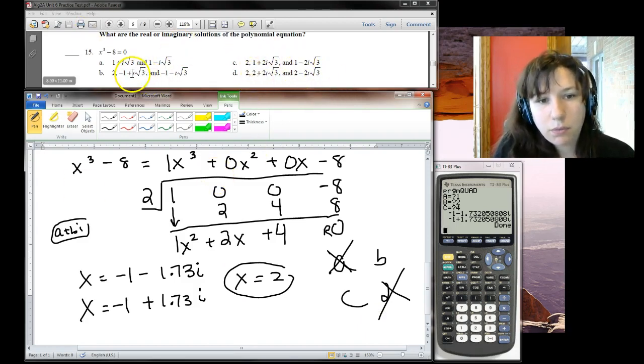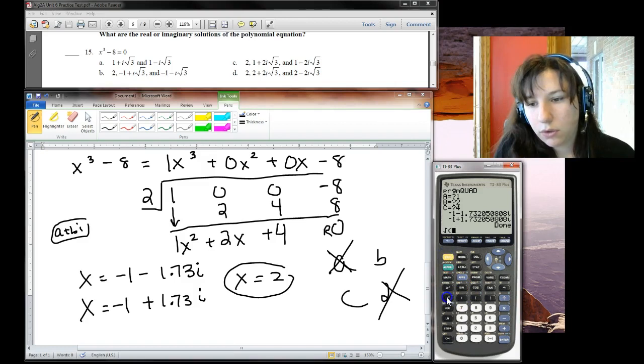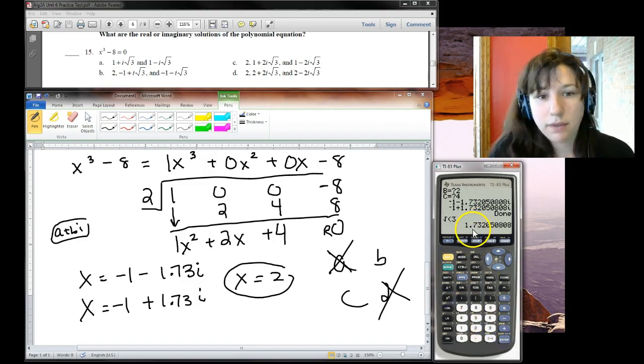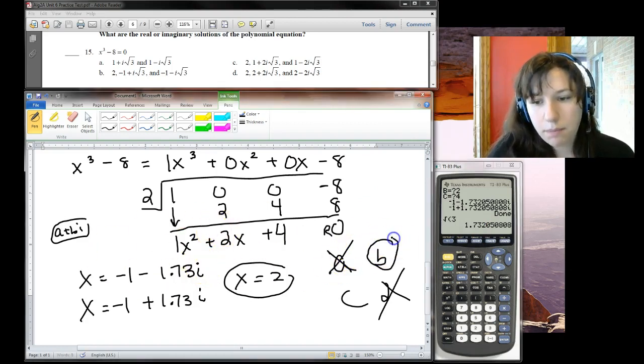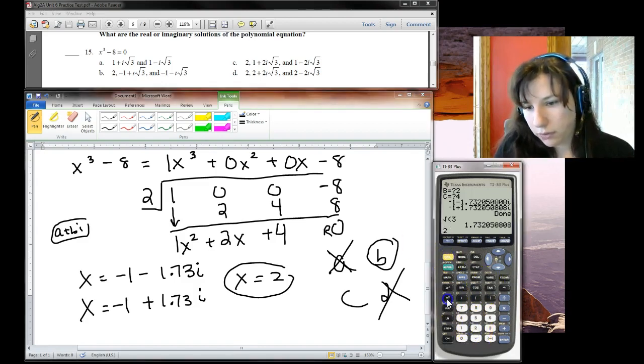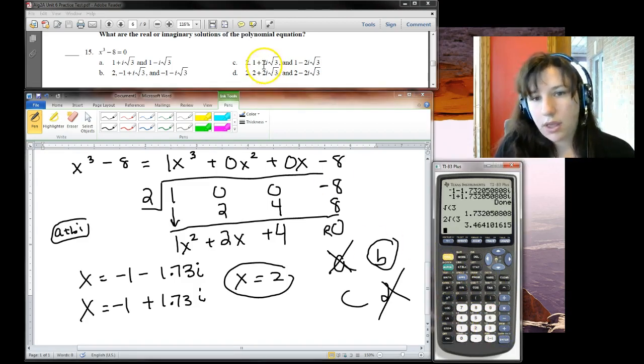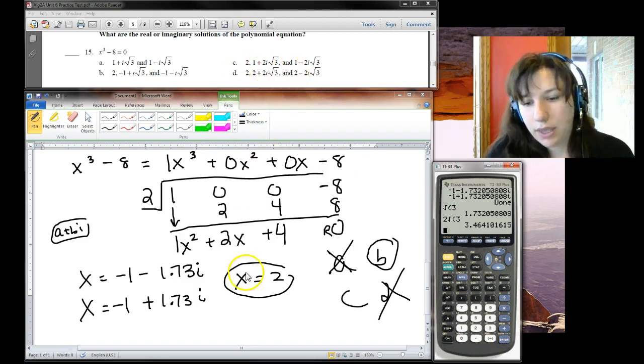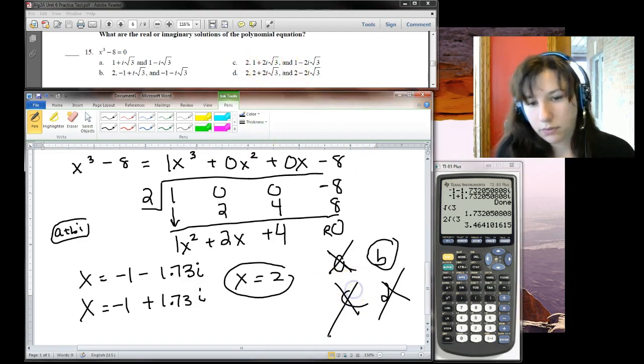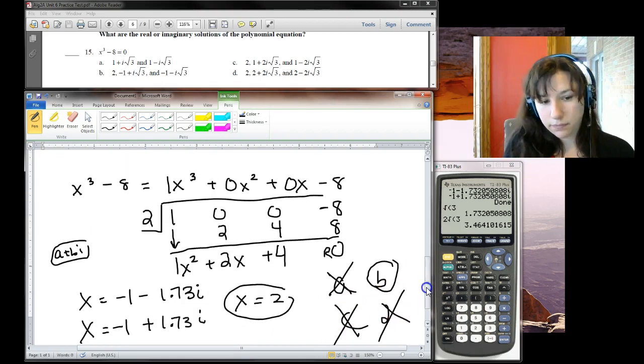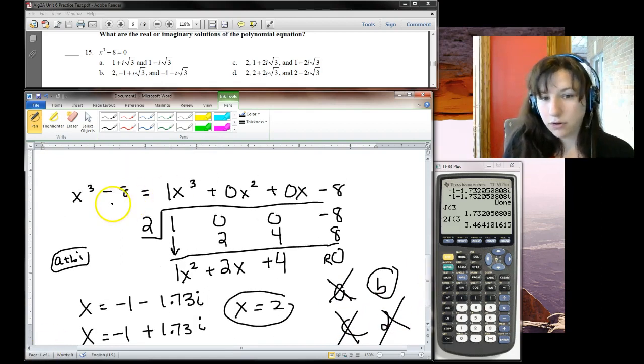So I want to see what is the square root of 3. So we're comparing square root of 3 or 2 square root of 3. So let's do square root of 3. Oh, okay, that gives me 1.73. So my answer is B. Okay, if I did 2 square root 3, I get much too big of a number here, so that cancels C out. Okay? So that's how you do number 15.